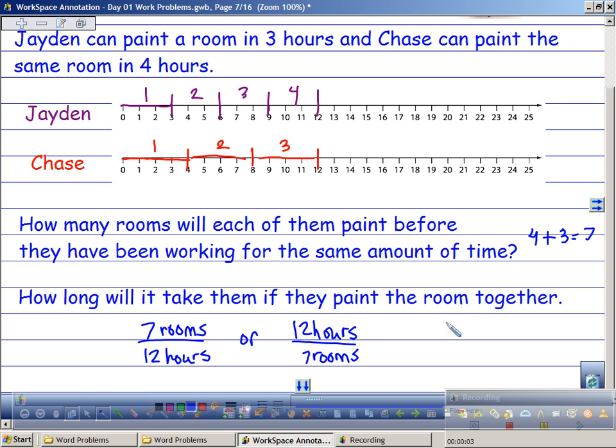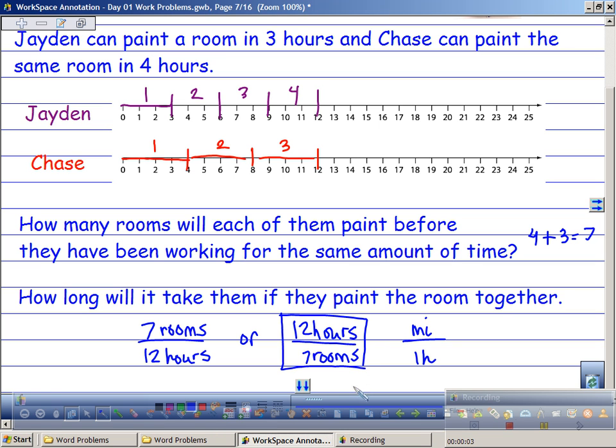You know the way I look at it? I look at it as miles per hour. Don't you always have the mile per 1 hour? Isn't the 1 always on the bottom? Which one do I want to be 1? Do I want 1 hour or do I want 1 room? I want 1 room. So this would be the correct way to do that.